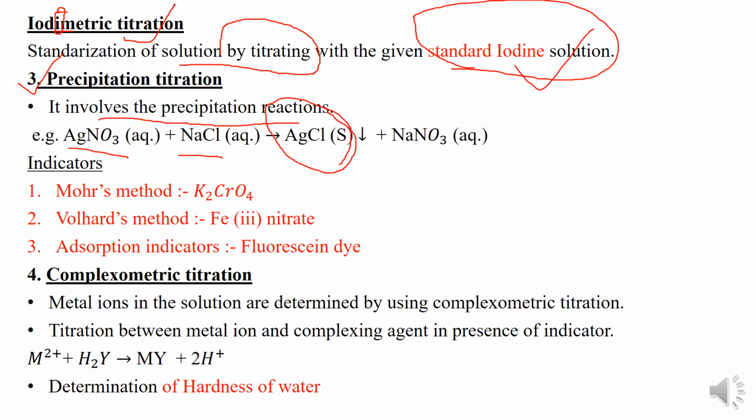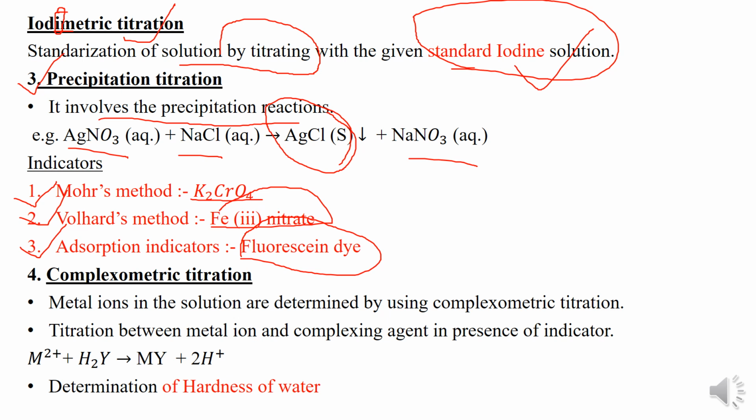Silver chloride is precipitated out and sodium nitrate is also obtained. So in case of precipitation titrations, there are three types of indicators used: Mohr's method, Volhard's method, and adsorption indicators. Potassium chromate is used in Mohr's method, ferric nitrate is used in Volhard's method, and a fluorescent dye is used in the case of adsorption indicators, right?